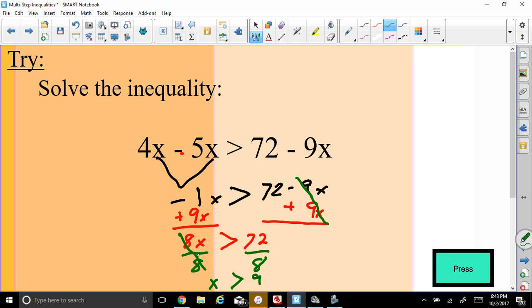Notice we divided by a positive number, so that does not change the symbol. But when you divide by a negative or multiply by a negative, you have to reverse the comparison symbol. So our answer would be x is greater than 9.